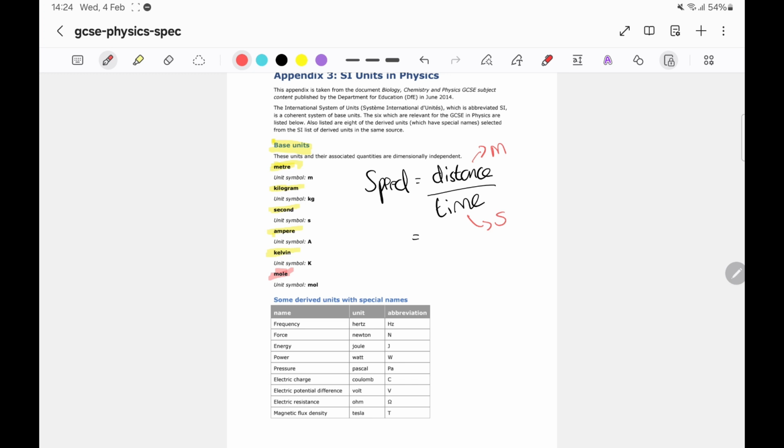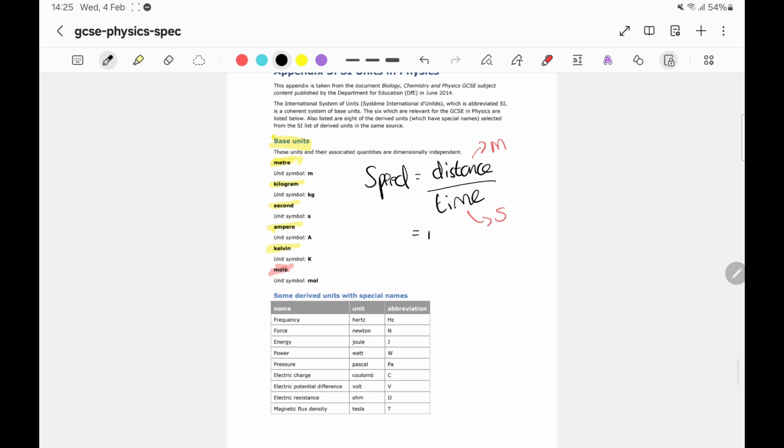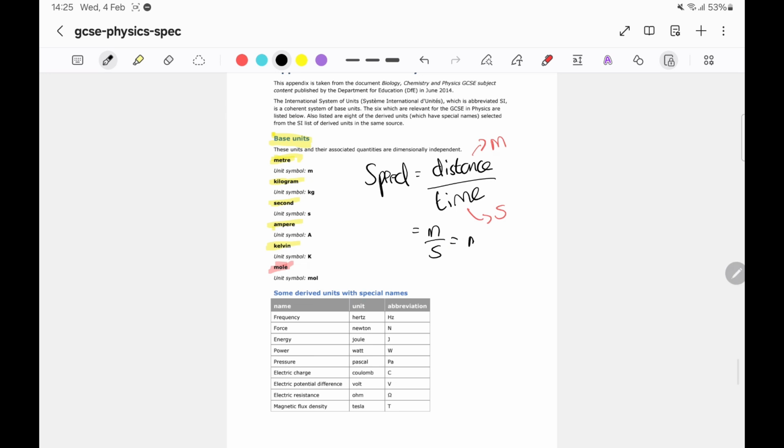And because I've got meters divided by seconds, we can literally write the unit for speed as meters divided by seconds. Now, normally, when you're writing units, we don't tend to write them on top of each other. We tend to write it as meters per second, like this. So, that's what we tend to do. And you can do this with any other unit that you can think of.